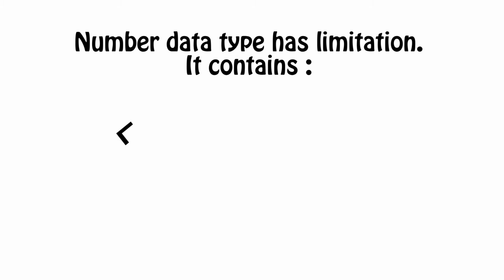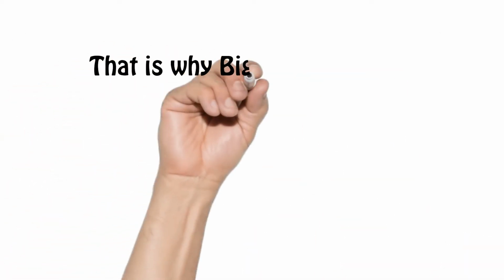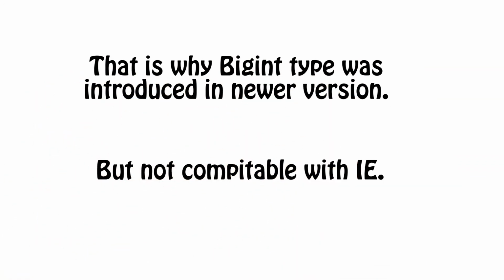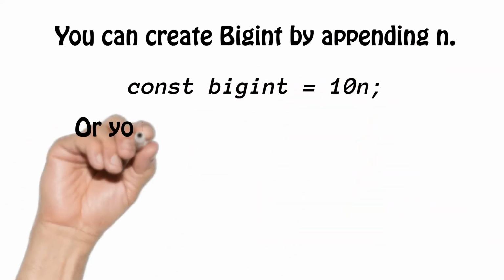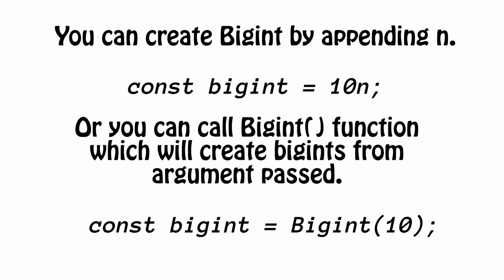Big integer. The number data type has a limitation that it can only store a value which is less than 2 power of 53 minus 1 or greater than negative 2 power of 53 minus 1. That means big integer was introduced after the limitations, but it is not compatible with Internet Explorer. Whenever you want to define a big integer, just append a small n to the number, or you can call the BigInt function which will create a big integer value from the argument passed.